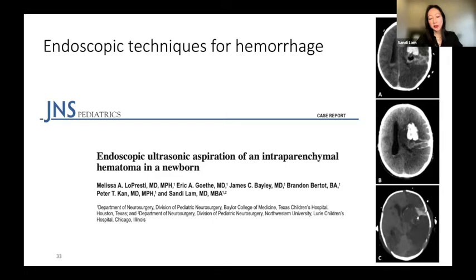But the DRIFT trial has shown us that some intervention can actually cause morbidity. So how do we do that more safely? And I think there's a role for endoscope there. And here is another use of an endoscope in a neonate.